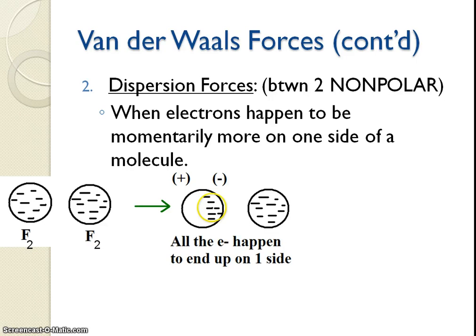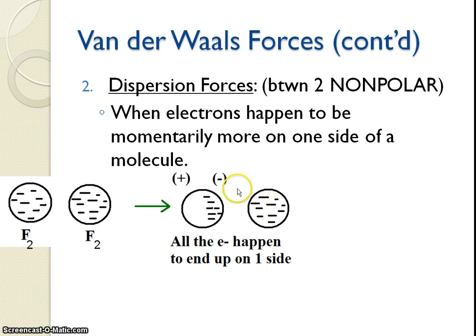So since they're always moving around, they could just happen to end up on one side of the molecule, and that makes this side negative and this side slightly positive. So it's not a complete negative, just a slight negative. Then what happens is the molecule next to this one, their electrons are going to move too, because these electrons are very repelled by the slight negative here.